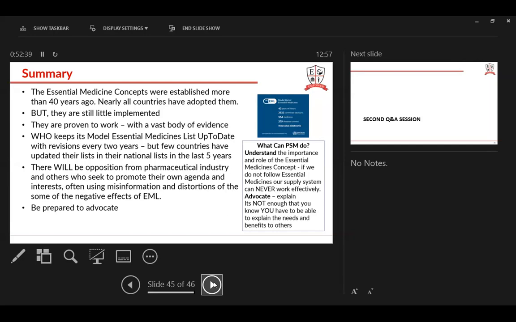What can PSM do? Understand the importance and roles of the essential medicine concept. We as logisticians, supply chain practitioners, we have to understand the concept of what? EML. If we do not follow essential medicine, our supply can never work effectively. Advocate, explain. It is not enough that you know, you have to be able to explain the need and benefit. I come from a very small, undeveloped country, but I do my best so that the people in rural Liberia can benefit from basic health services.